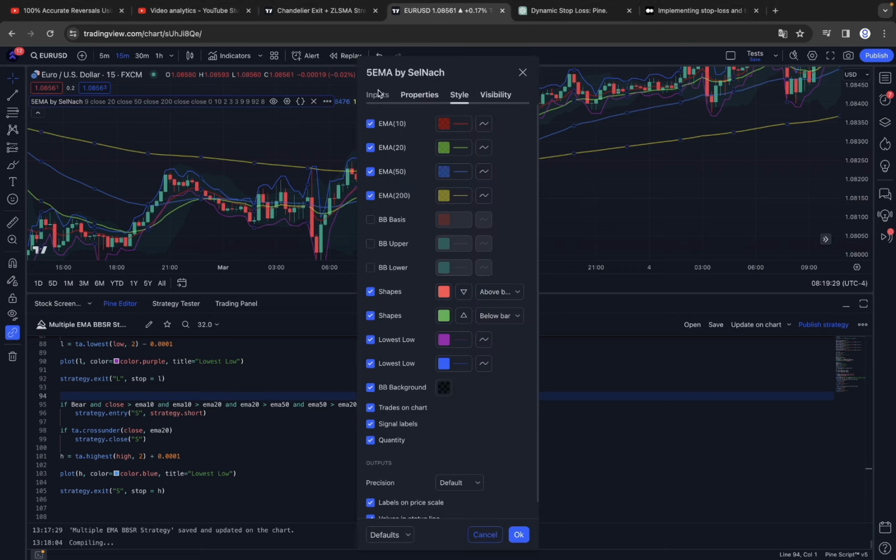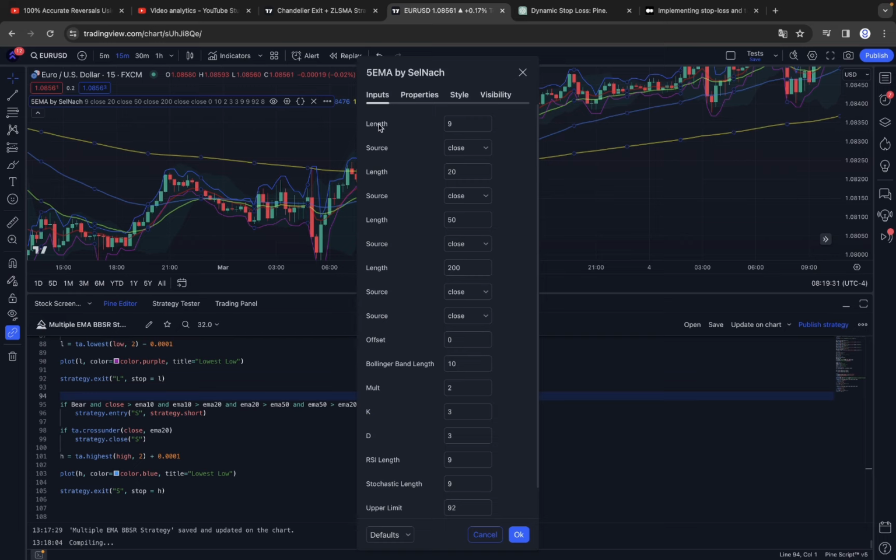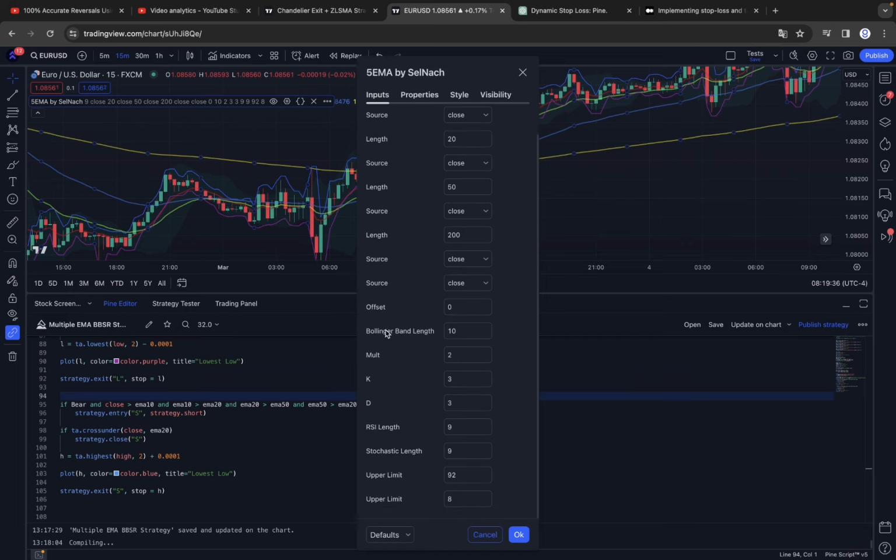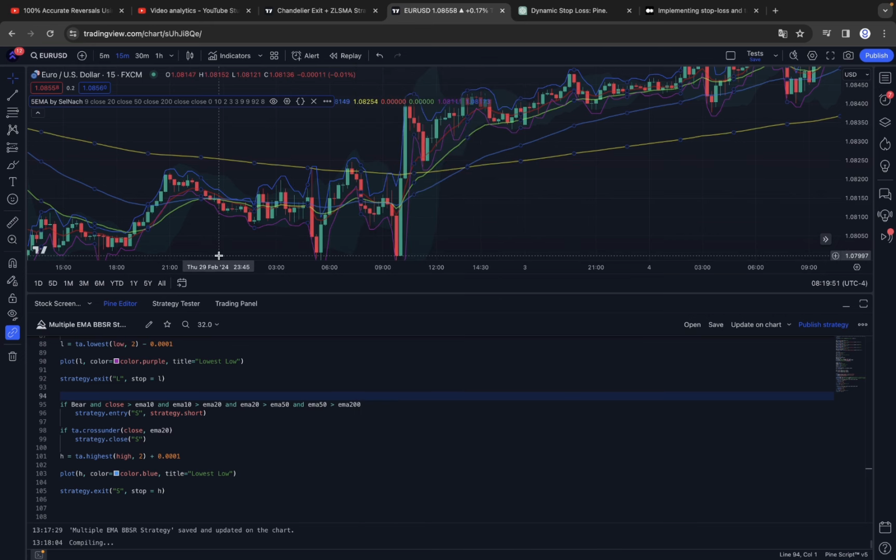As you can see, as he told us, the lengths should be 9, 20, 50, 200. The Bollinger Band length is 10. RSI length, stochastic length is 9, upper limit 92, and upper limit, or this should be lower limit, is 8. What I also have seen is he used the strategy on the EUR/USD chart in the 15-minute time frame.